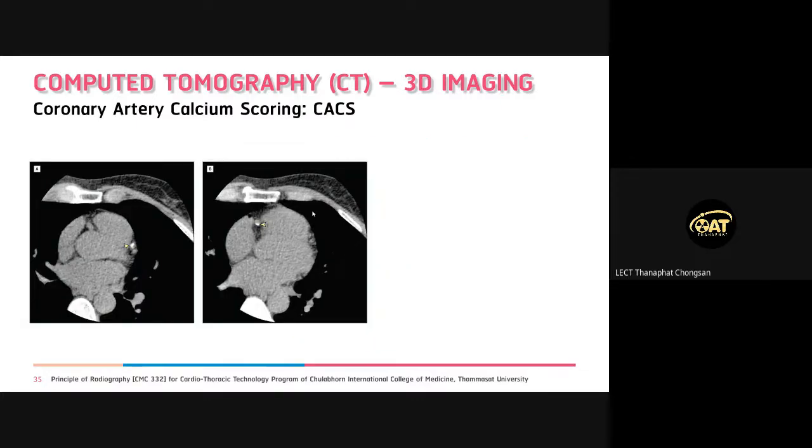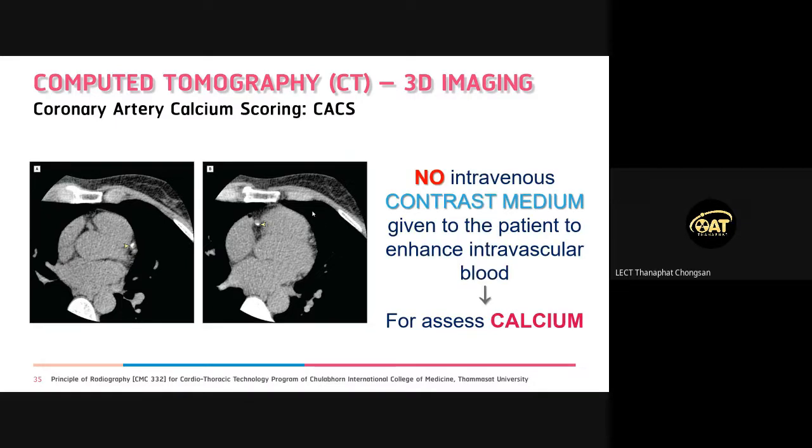This procedure is CACS. Don't use contrast media for the examination, because if we use it, calcium will be merged in the contrast agent. This is the only technique in computed tomography or cardiac CT that doesn't use contrast media for examination. It is important: if we use contrast media, calcium will be merged or mixed with the contrast agent in the cardiac CT image.